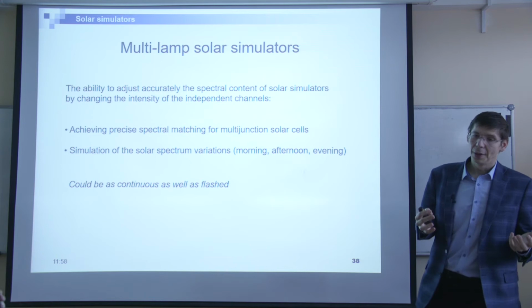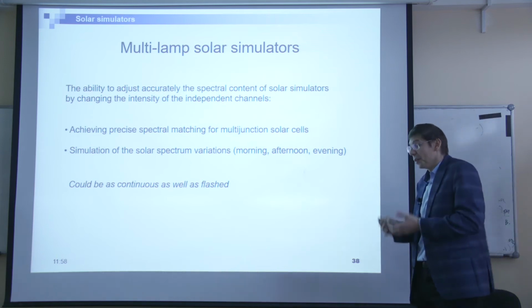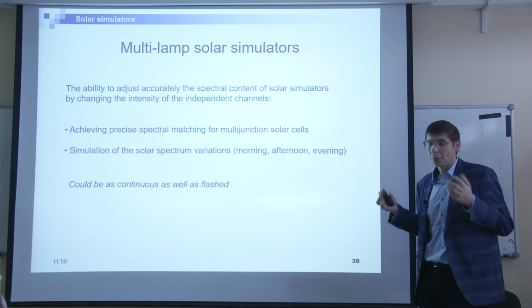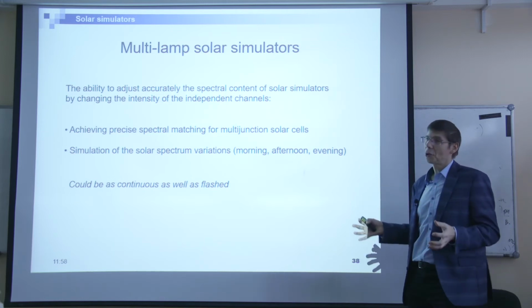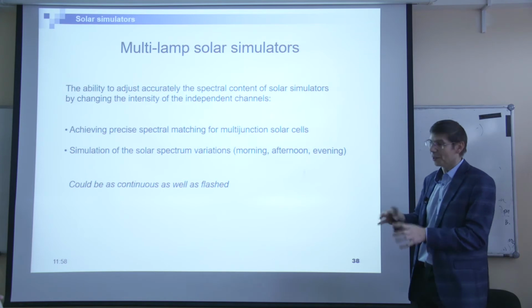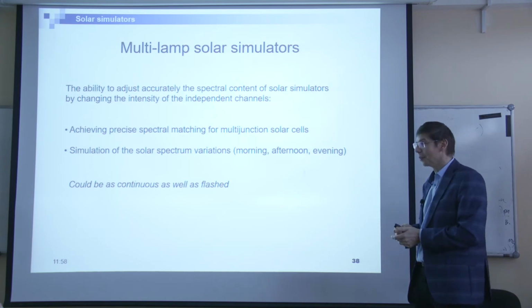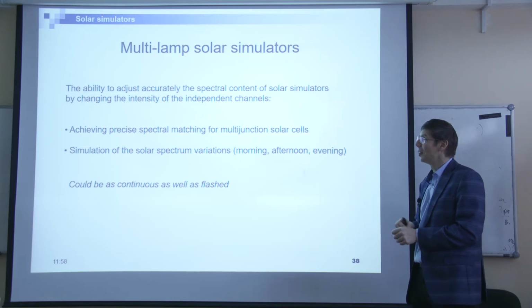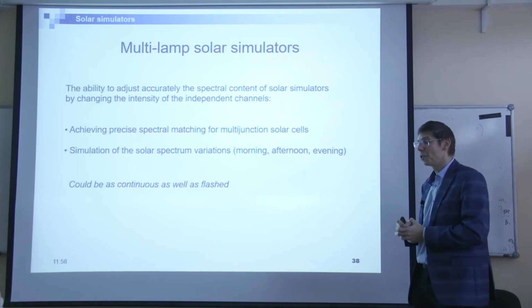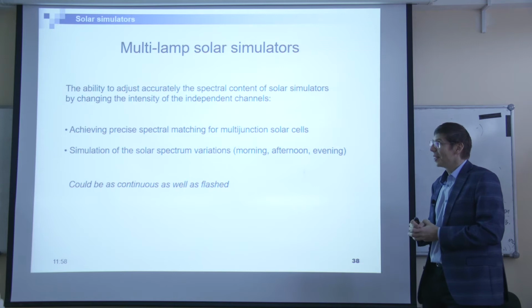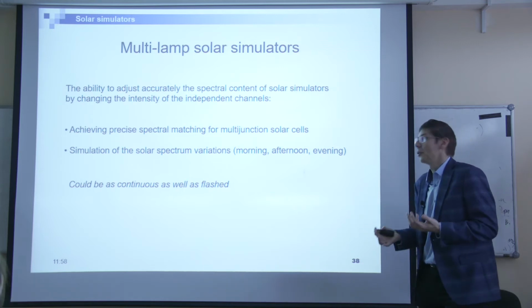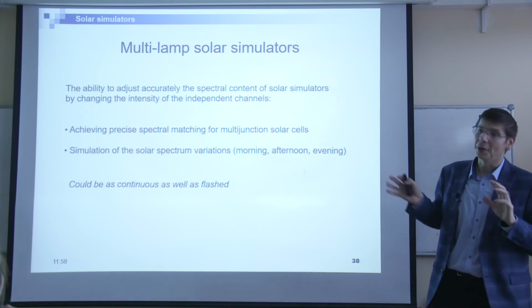First, the reason why you need it: if you want to measure a multi-junction solar cell precisely, in this case you need to pay attention to the spectrum match. And there is another reason. You can simulate the variation of the solar spectrum, like morning, afternoon, evening.